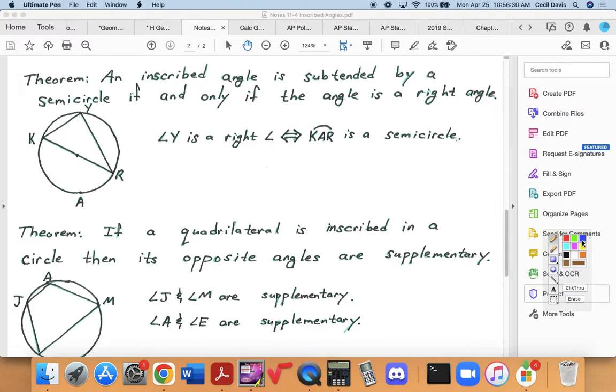This is one of those cases where, since this angle is 180 degrees, this angle has to be 90. But you have to see that, right? It's not going to point out, hey, look, it's a semicircle, right? Anytime you have a diameter, look for semicircles and then look to see if you have any right angles. But they're not going to point out that this is a semicircle. Okay?